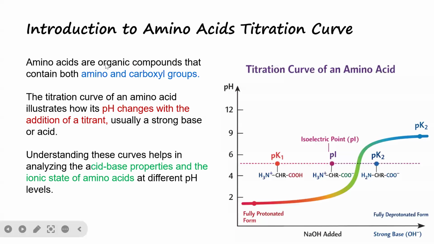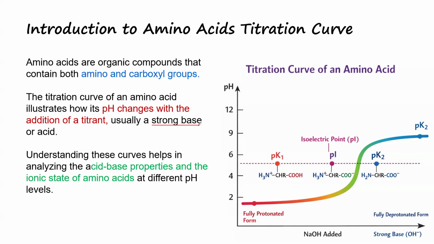So now, starting with the introduction to amino acid titration curve. Amino acids are organic compounds that contain both amino and carboxylic groups. So the best way to describe amino acids is that they are organic compounds, and they have two important functional groups, which are the amino group and the carboxylic group. And the titration curve of an amino acid illustrates how its pH changes with the addition of a titrant, usually a strong acid or a strong base.